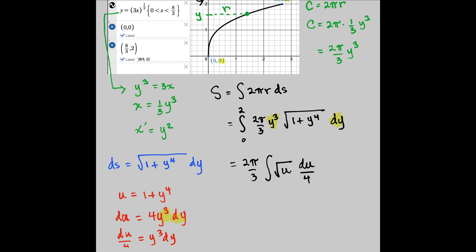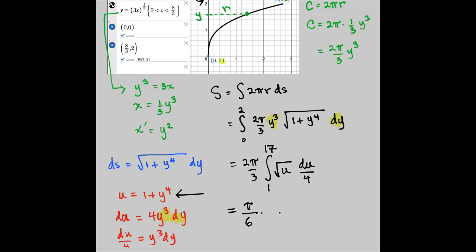Now the limits of integration are now u limits. And so the u limits are found with this equation right there. So we need to take the y value of 0, plug it in there, and get a corresponding u value of 1. We will take the y value of 2, plug it in there, and get a corresponding u value of 17. Let's go ahead and factor the division by 4 to the front. So we will end up with pi divided by, a factor of 2 cancels, we'll end up with 2 times 3, which is 6.